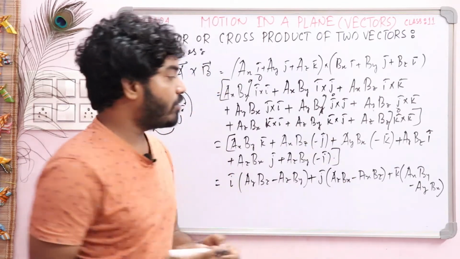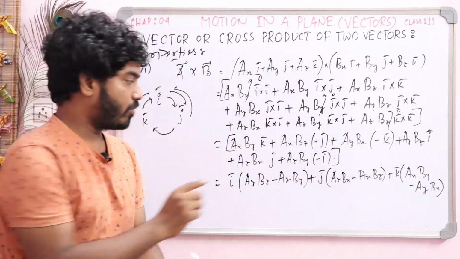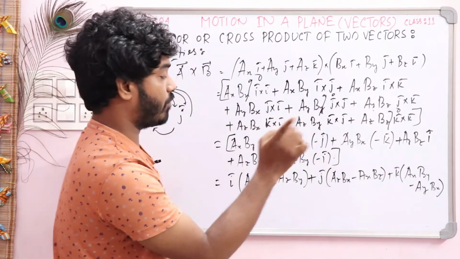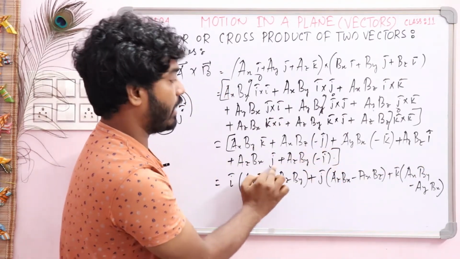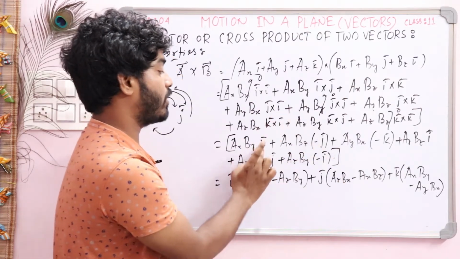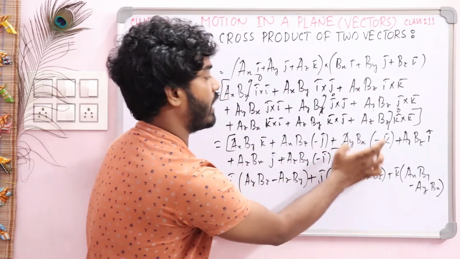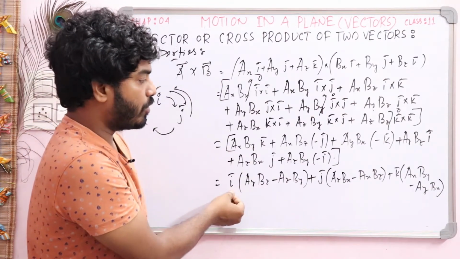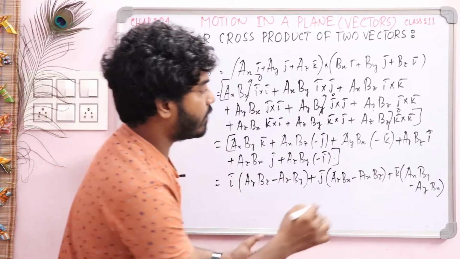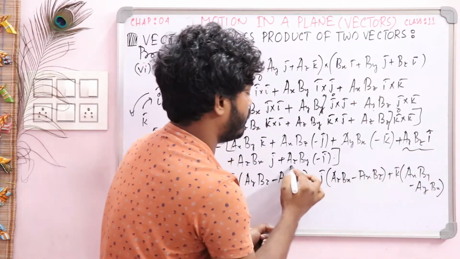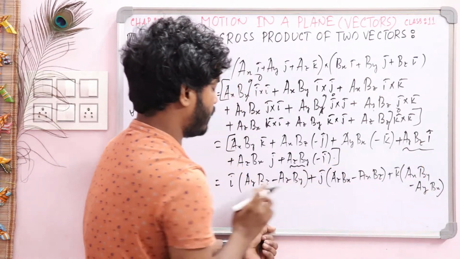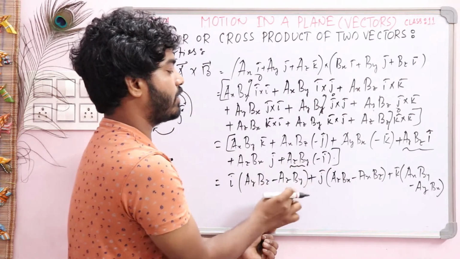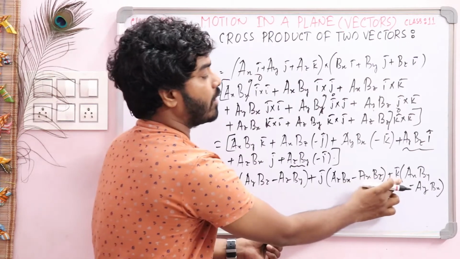Now you just think there is 2 I cap, one is positive, this one, and another one is negative. 2 j cap, one is positive j, this one, and another is negative, and 2 k cap, one is positive k and another one is minus k. Now you take a common I cap. So when you take a common, this one will become I cap, that means this part ay bz, then this minus becomes az by. Same way, take a common j cap and take a common k cap.